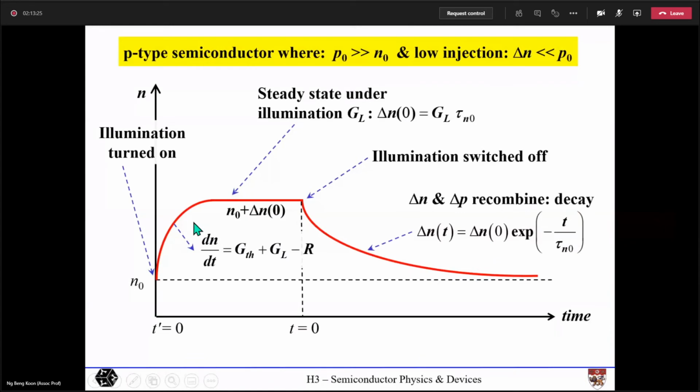So after a sufficiently long time, this increase will give you an R that will match the generation, and they will stabilize. At this stage, whatever is added by the thermal generation and the optical generation is balanced by the recombination, and then this will become a constant. So the reason why it doesn't keep increasing is because the recombination would in turn increase as well to balance it. Okay. Thank you.